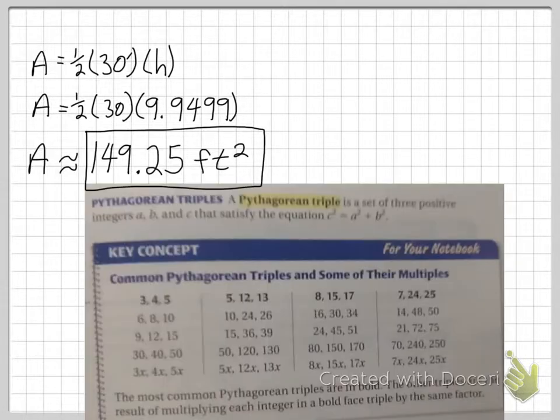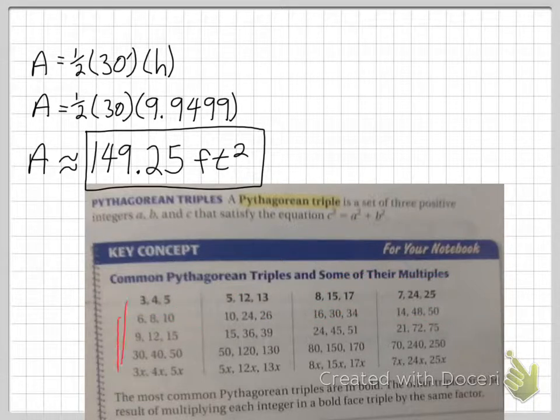Okay? And then one last concept here are these Pythagorean triples. A Pythagorean triple is a set of three positive integers that satisfies the equation c squared equals a squared plus b squared. The ones that I really want you to be responsible for and memorize are these: a 3, 4, 5, a 5, 12, 13, an 8, 15, 17, and a 7, 24, 25. Those come up quite a bit.